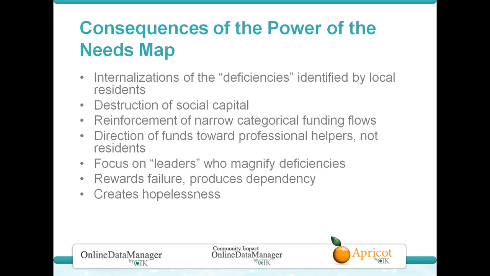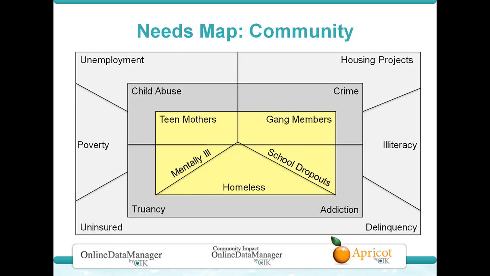And it also focuses on leaders who magnify the deficiencies. If all we're looking at are the needs, then the most successful leaders are ones that can propel their needs. And so that really reinforces the wrong type of leader, if you will. So in summary, it rewards failure, produces dependency, and creates helplessness when all you look at in a neighborhood are all the problems, or in a community all the issues or concerns.